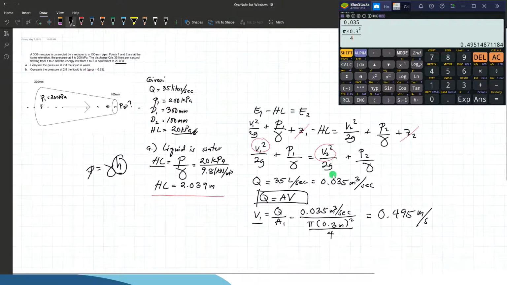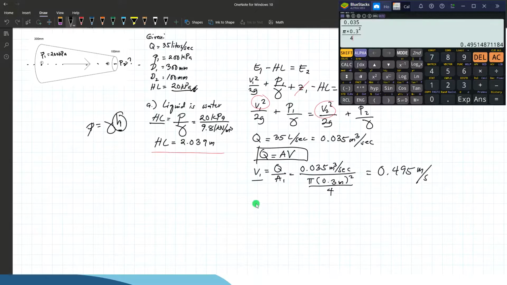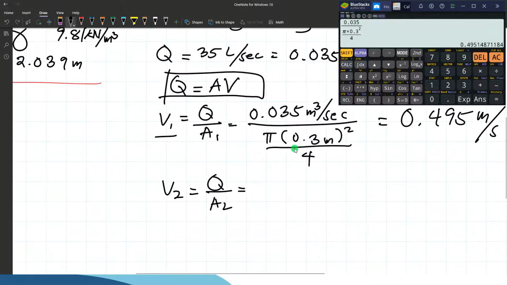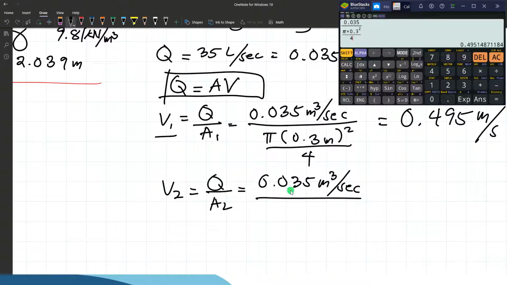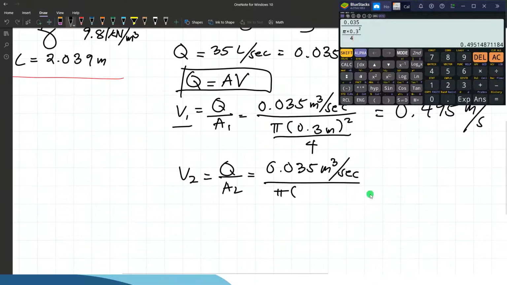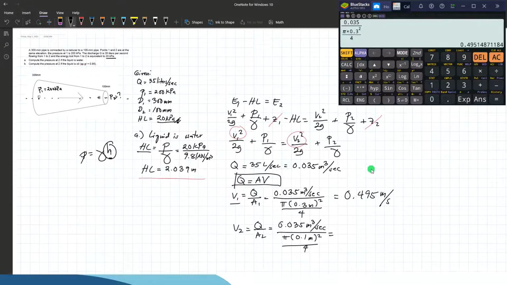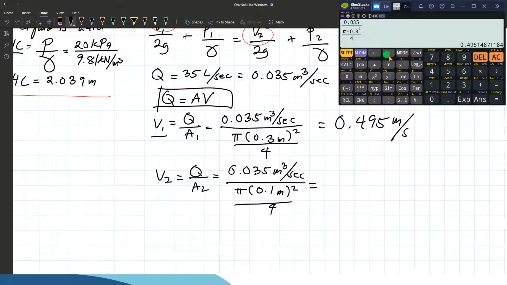At point 2, okay, we will just change the diameter for point 2. So velocity 2 equals the discharge divided by the area at point 2. Same solution, 0.035 cubic meters per second divided by the cross-sectional area. So the diameter at point 2 is 100 mm. That's 0.1 meters, squared, divided by 4. So let's now solve this, changing this to 0.1.